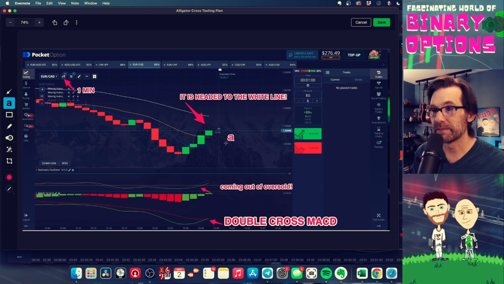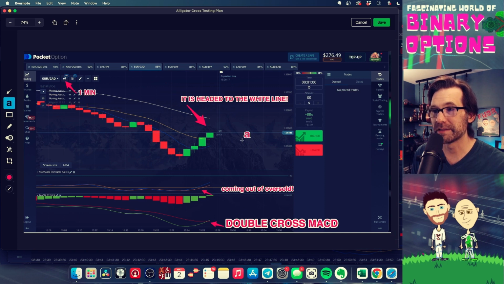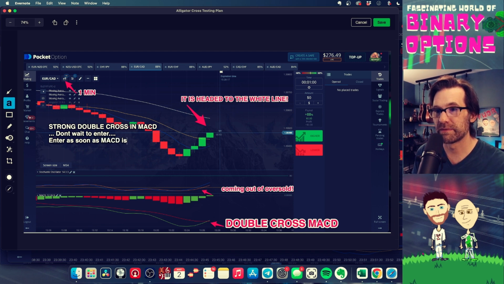Now, as I started getting better and better at this, I started waiting for the end of this candle. But in this scenario, I would not wait. I'm going to put this as a side note over here: strong double cross in MACD. Don't wait. Enter as soon as MACD is confirmed.